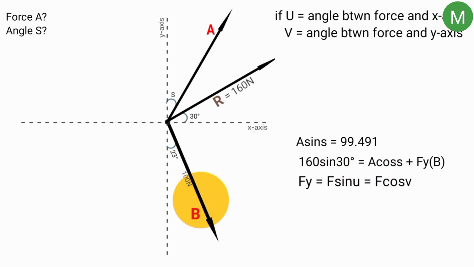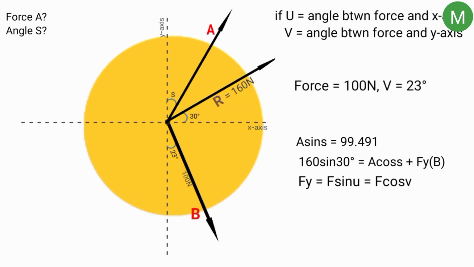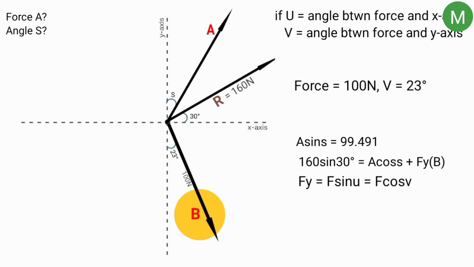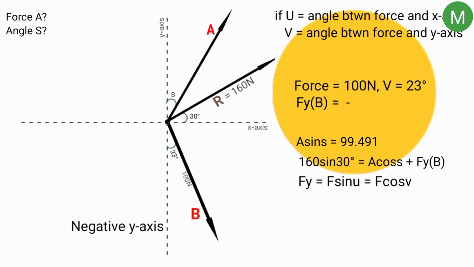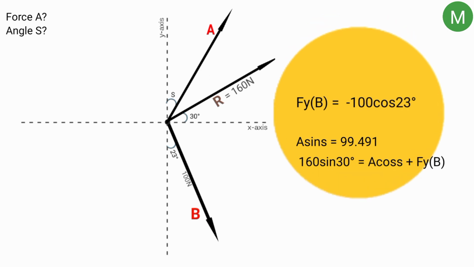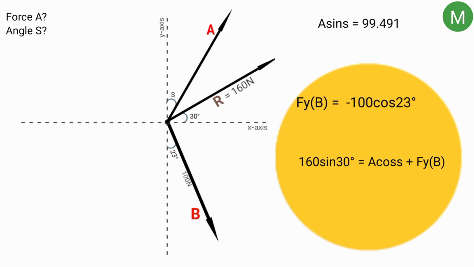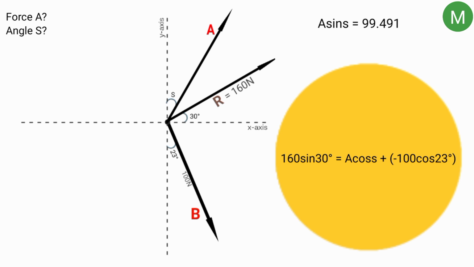Coming to force B, 23 degrees is the angle the force makes with the y-axis. But if you look here, force B is in the negative y-axis, and hence the y component of force B is minus 100 cos 23. So now, 160 sine 30 degrees equals A cos S plus open bracket minus 100 cos 23 degrees, which is the same as A cos S minus 100 cos 23 degrees.